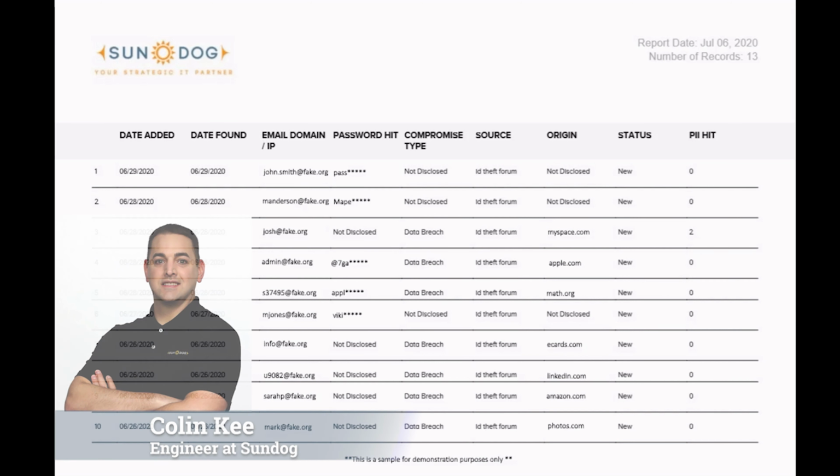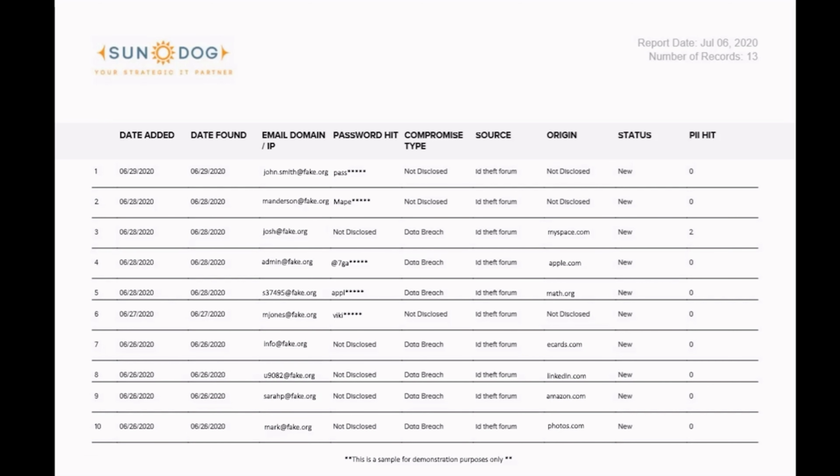Today we will be reviewing Sundog's monthly dark web compromise report so that you can better understand the information it provides. On the screen, I have a sample of a dark web compromise report. I will be going through the report, explaining what each column means and what actions you should take. We'll start with the date added column. The date added column is the date that the compromised data was added to your report.